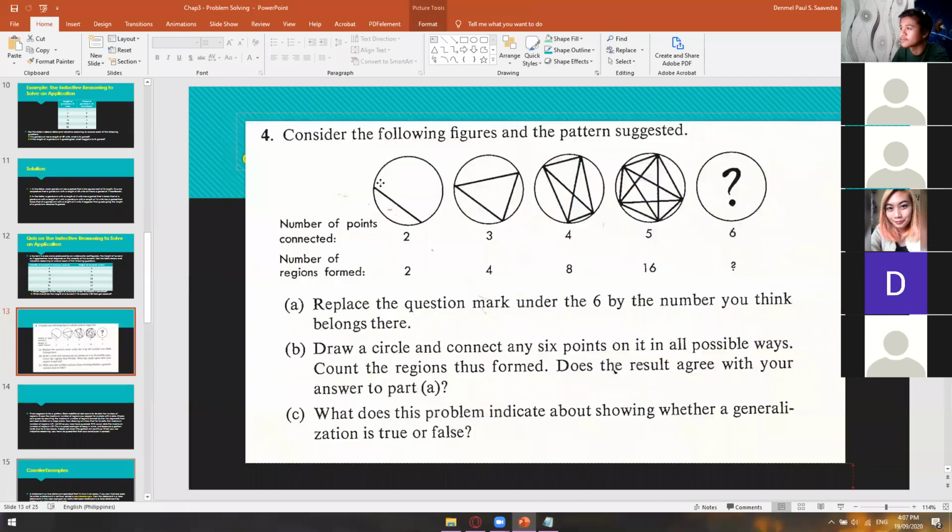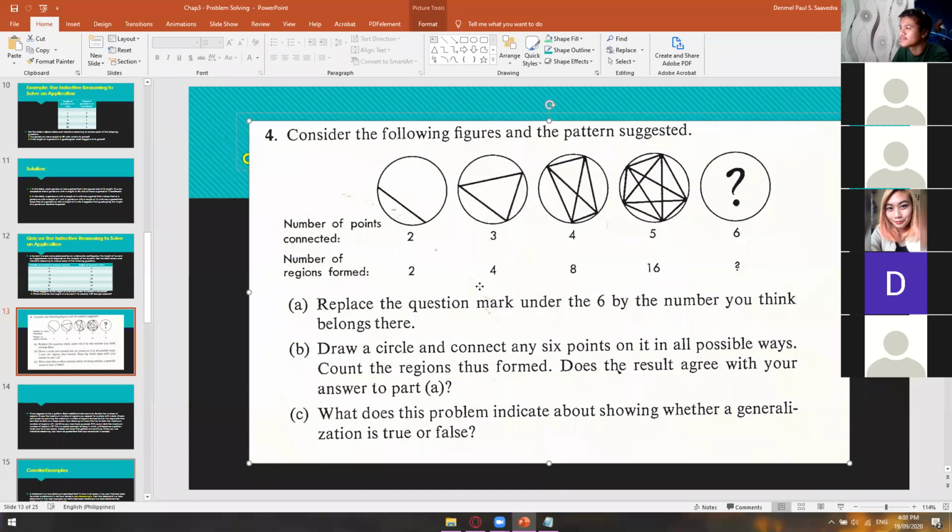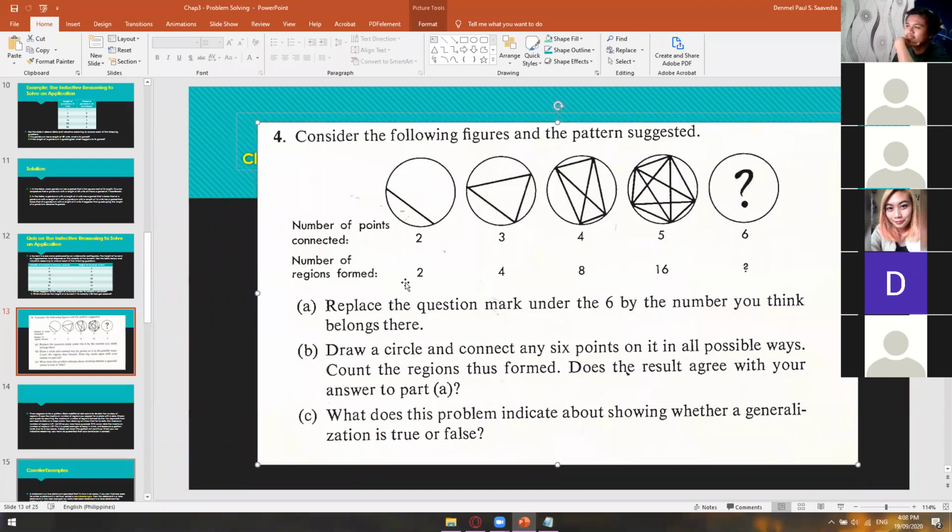2, 4, 6, 8. Times 2. Ay, 2, 4, 8. So 2, 4, 8, 16. The number of regions formed are just doubling, right? And then this one is incrementing by 1. So this one is 2, 4, 8, 16. And then what could be this one? 32. So lahat kayo 32.